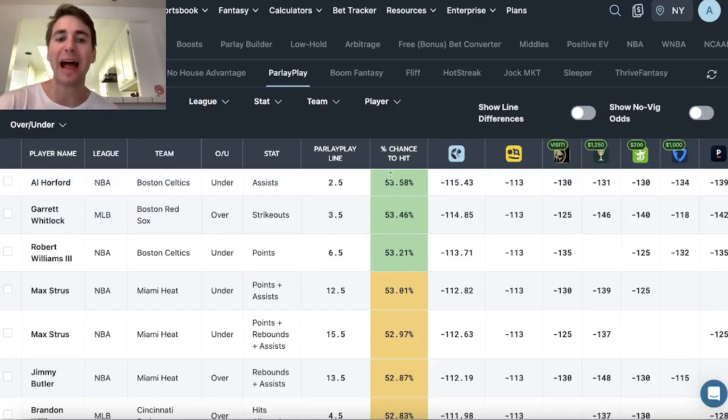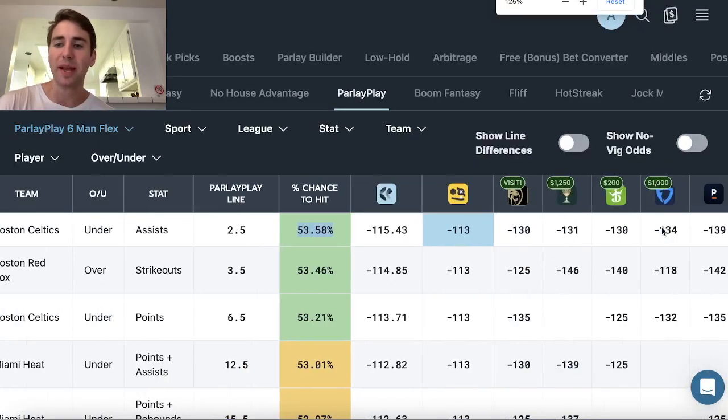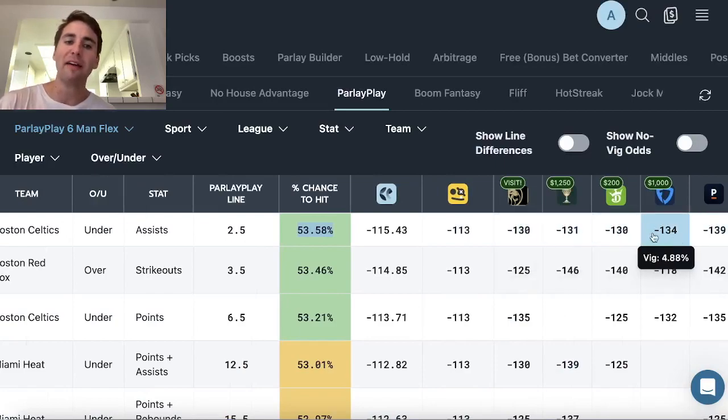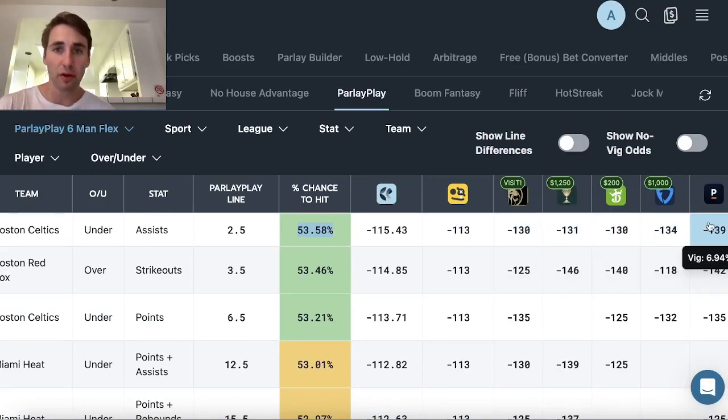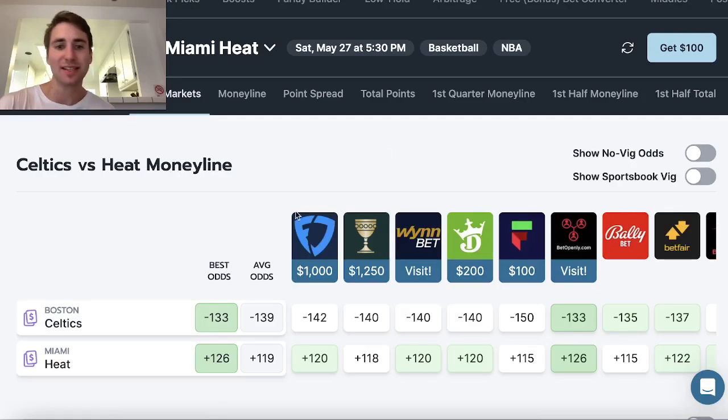So you're going to notice for Al Horford, his under 2.5 assists, according to OddsJam, has a 53.58% win rate. So you may be like, oh, where's this win rate coming from? Well, look at the sportsbooks. Here you can see odds on all the major sportsbooks. They all have his under heavily favored, around minus 140 odds. The same way the Celtics are favored to win tonight's game. They're around minus 140 odds. They're the favored team, according to the sportsbooks, according to the betting market.